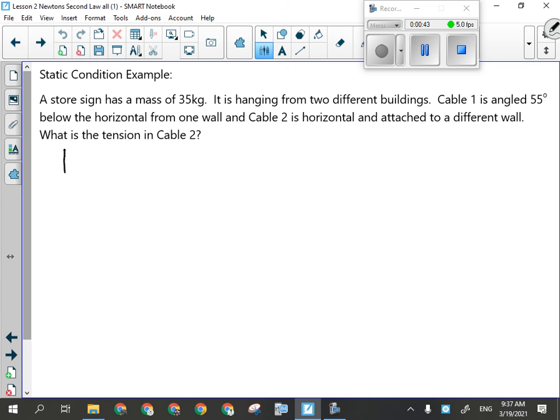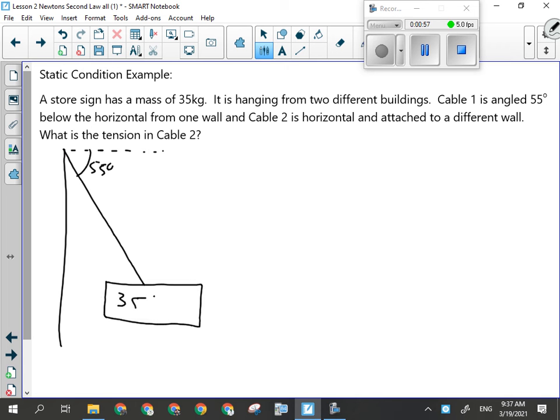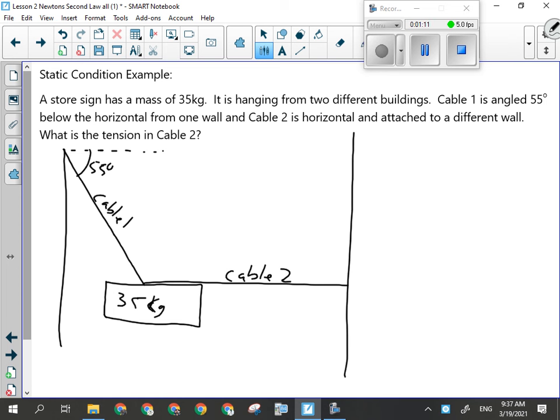So we've got this wall here, and we've got a cable coming down from it that is angled 55 degrees below the horizontal. Okay? It's attached to this 35 kilogram sign. So that's cable 1. Cable 2 is horizontal. It attaches to this building over here. Okay? That's our situation. Using only that information, you can calculate the tension in cable 2.